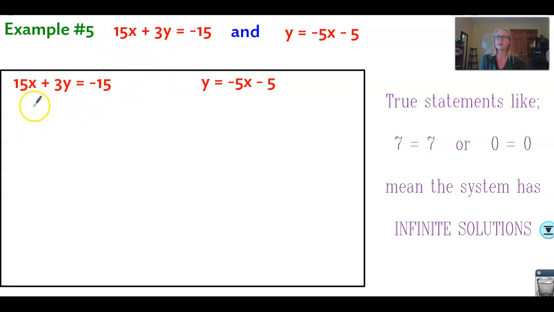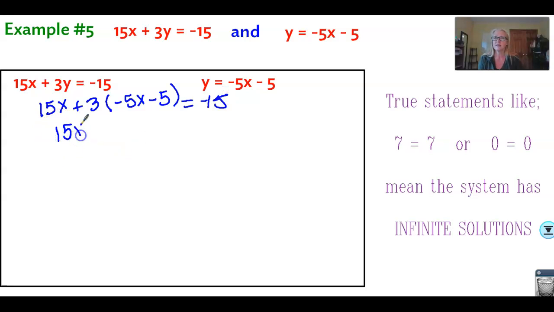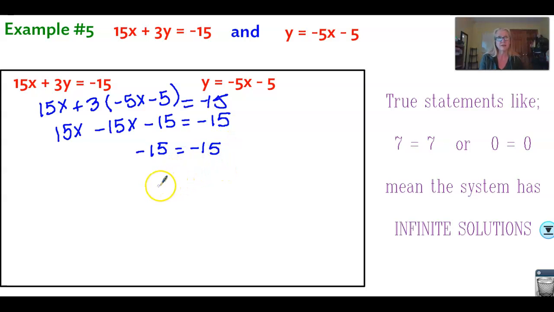All right, we're going to do the same kind of thing. We're going to substitute for y. We have 15x plus 3 times -5x minus 5 equals -15. 15x, distribute. 3 times -5 is -15x. 3 times -5 is -15 equals -15. 15x minus 15x is 0. So that gives us -15 is equal to -15, which is a true statement. So this system of equations has infinite solutions.